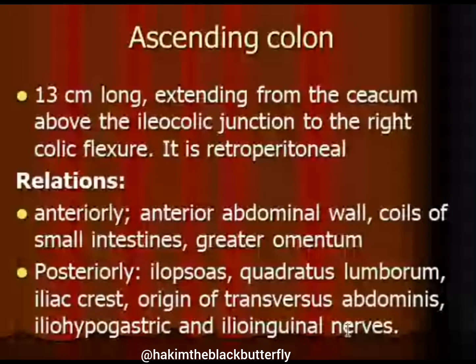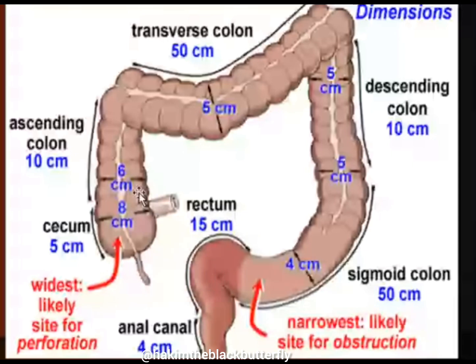And then these two nerves. You remember when I was talking about the abdominal wall, there was the L1 nerve which gives off the iliohypogastric and ilioinguinal. These structures are posterior to the ascending colon, and these ones, the abdominal wall and the coils of the ileum. Remember the greater omentum, which is peritoneum hanging down from the greater curvature of the stomach. I talked about it. They are the structures which lie anterior to the ascending colon, and it is located in the right lumbar region. So that is our ascending colon.